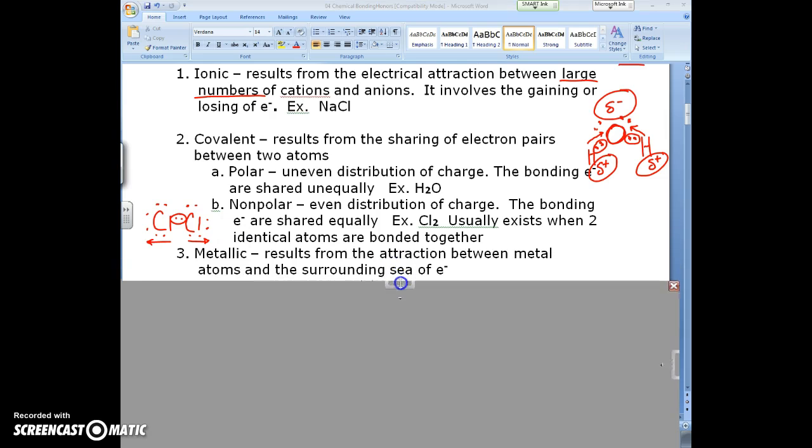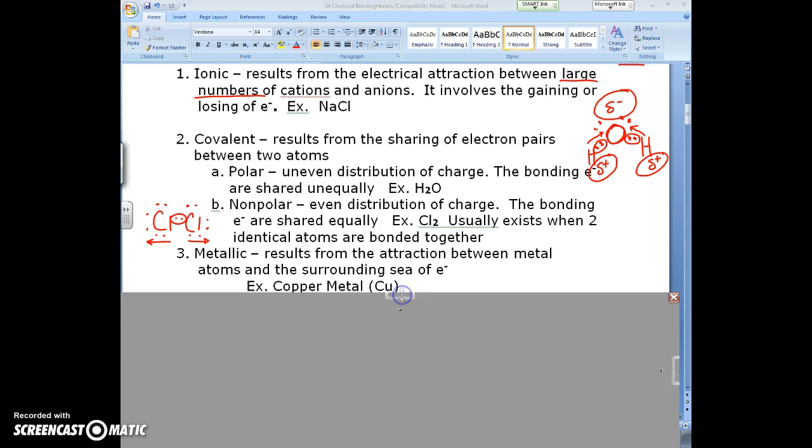The last one is called metallic bonding, and it results from the attraction between metal atoms and the surrounding sea of electrons. That is a strange phrase, but it is one of the key phrases for metallic bonding. And it's not one that I made up.